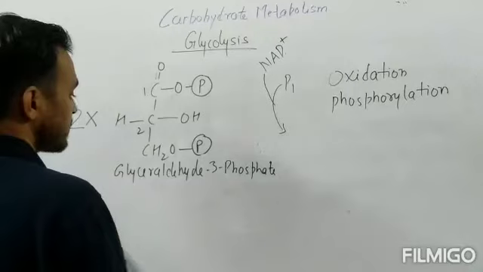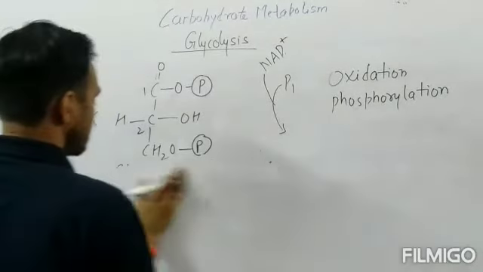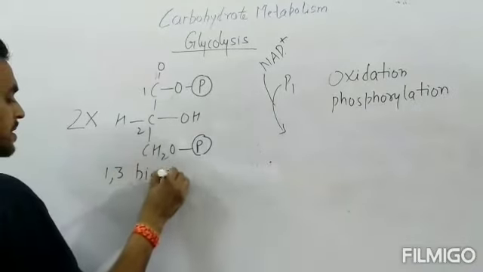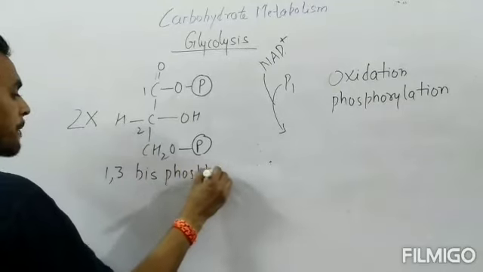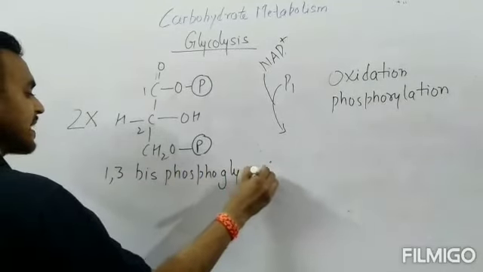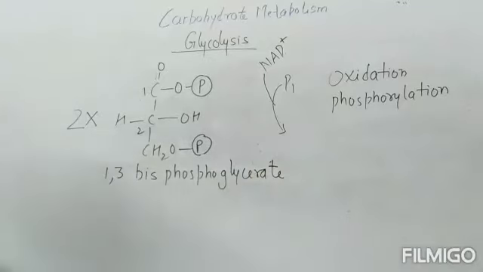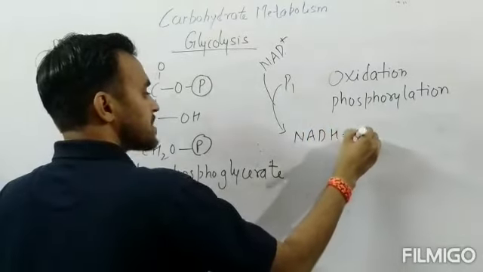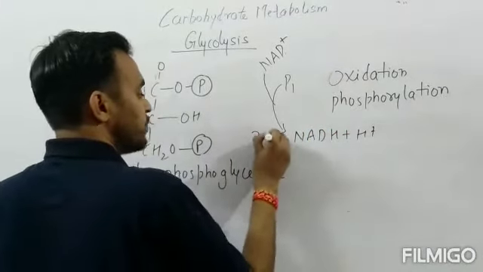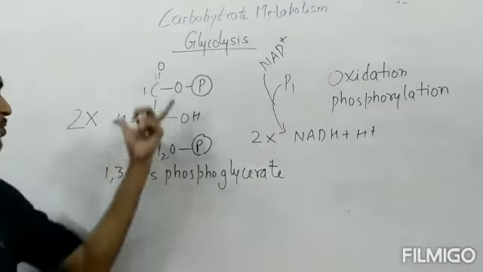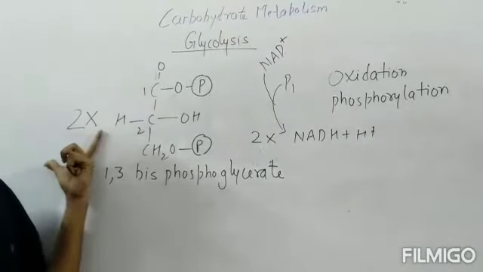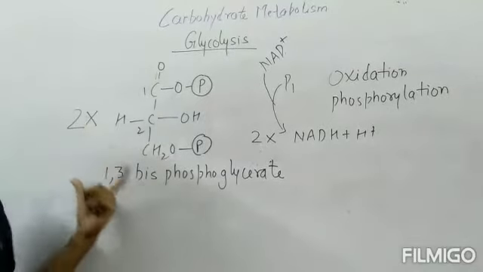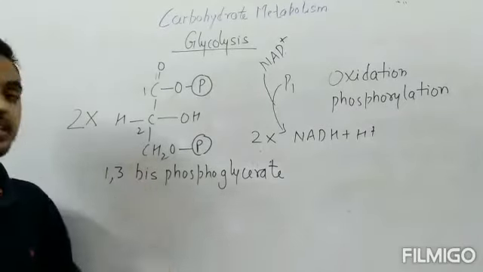Now this is 1,3 bisphosphoglycerate, and it forms NADH plus H positive, multiplied by 2 because there are two molecules of glyceraldehyde 3-phosphate, which are converted into 1,3 bisphosphoglycerate.